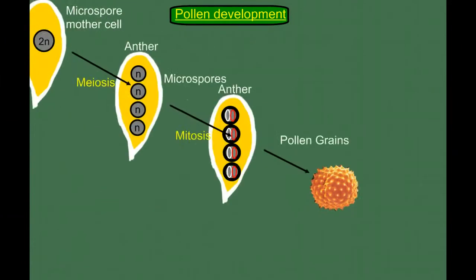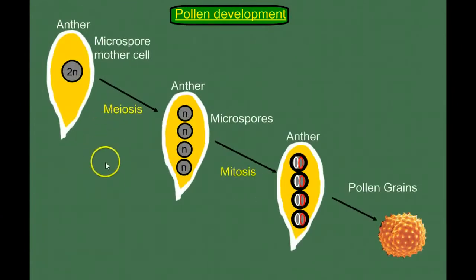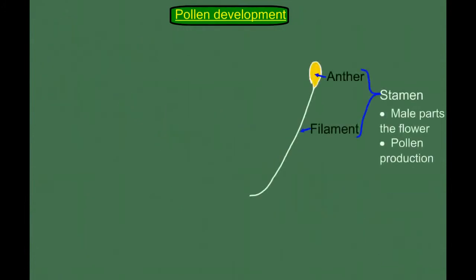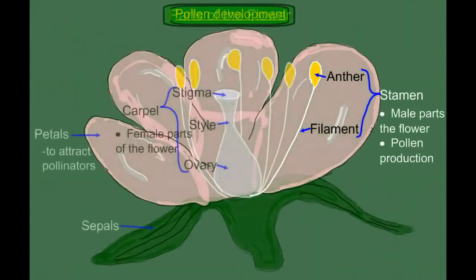So here's a look at the whole process of pollen development inside the anther. The microspore mother cell undergoes meiosis to make the haploid microspores, and the microspores develop into the pollen grain. All of that happens in the stamen. Now, let's get back to our flower.